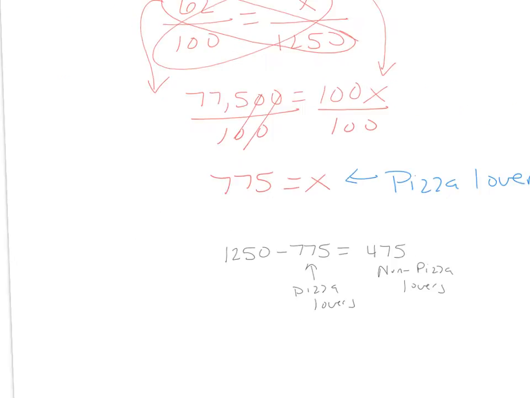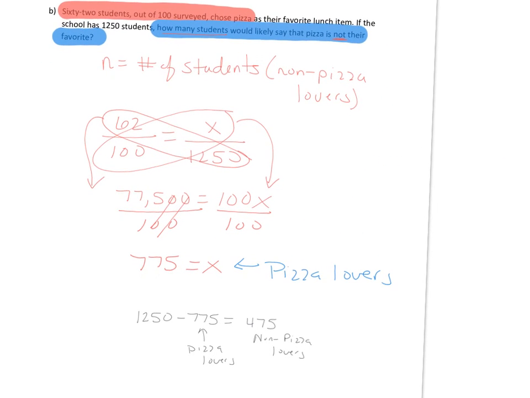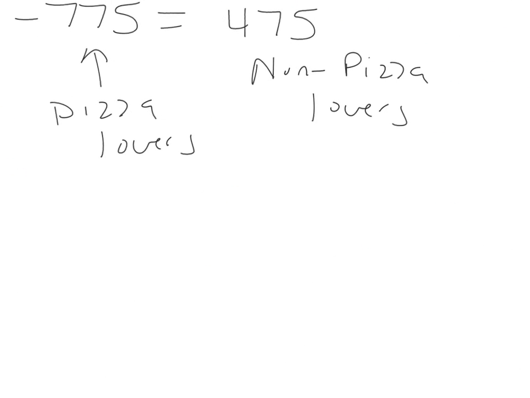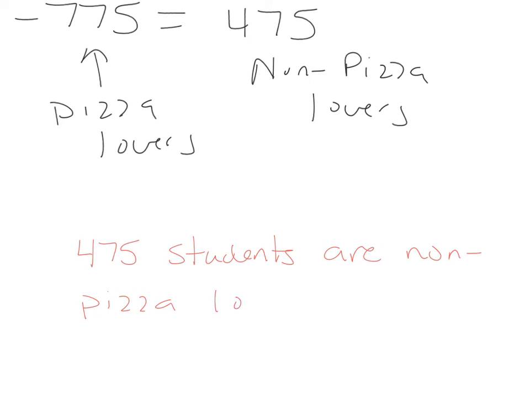Okay, so anytime pretty much we see that word not, or see something that we're looking for an opposite of, you're going to have to do one more step here, and that is just subtract to find out what's left over, okay? So this won't happen all the time, but it will happen sometimes. So now we still need to write a sentence though. So we're going to say 475 students are non-pizza lovers, or something along those lines. Okay? All right, that concludes our notes for lesson 2-7.